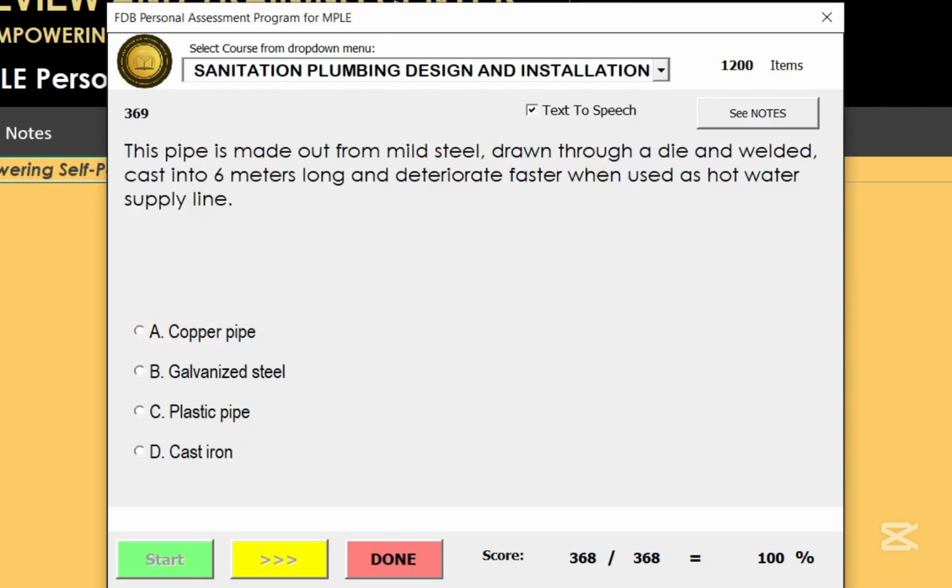This pipe is made out of mild steel, drawn through a die and welded, cast into 6 meters long, and deteriorates faster when used as hot water supply line. A. Copper pipe. B. Galvanized steel. C. Plastic pipe. D. Cast iron. Please pick your choice.